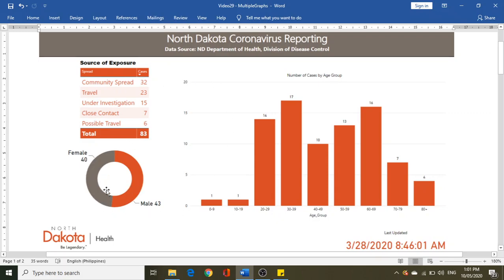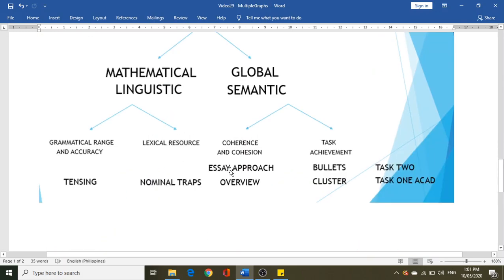And then when it comes to the pie chart over here, we can just say that as regards the gender, the infection rate is more or less equal. The virus doesn't discriminate, so it infected males and females almost equally. That's it. So that's our cluster. And now we have come to the overview statement.